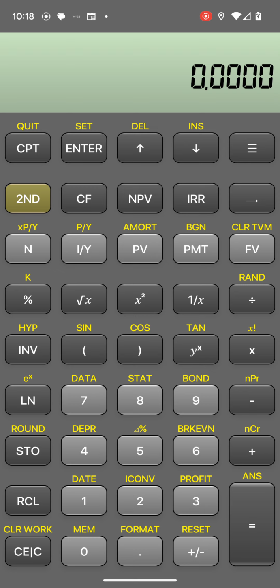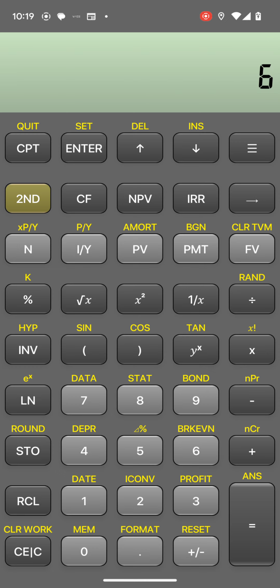Let's go over problem number one. You deposit $5,000 into an account earning 6% annually. In 5 years, how much is in your account? So we're calculating the future value. So we know that our present value is $5,000.